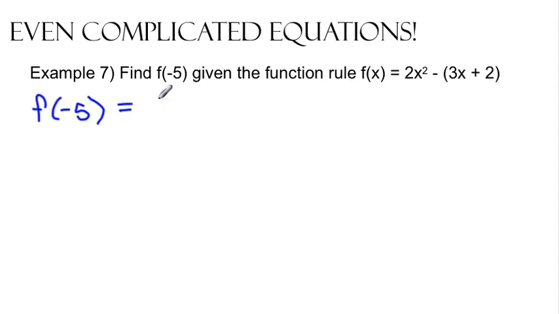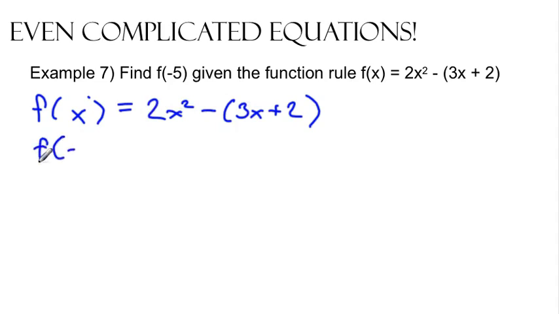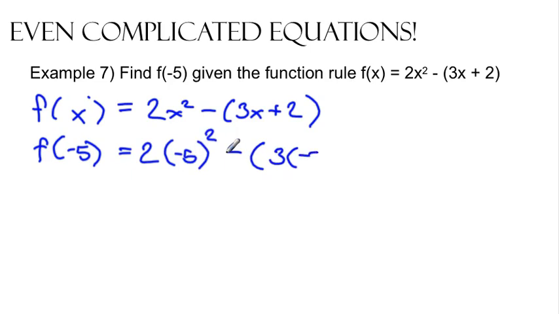I want to find f of negative 5. Let me write the problem here first. f of x is 2x squared minus 3x plus 2. Now you might see this and be tempted to distribute. You can do that first if you want to, but hang on with me. There's an easier way to do this. I'm trying to find f of negative 5. So I replace all my x's with negative 5. Notice that I'm putting it in parentheses. That'll be important when we square it. Minus 3 times negative 5 plus 2.